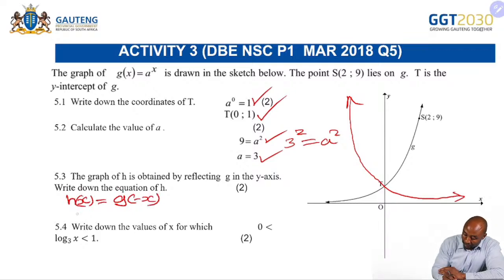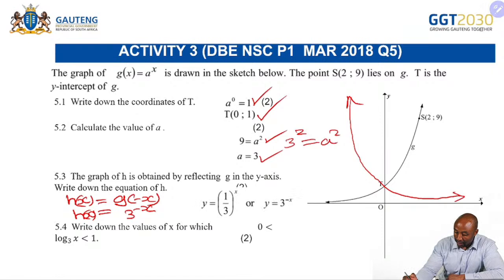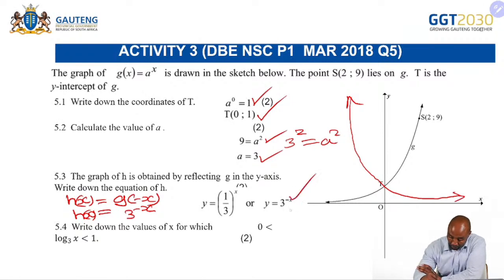So we know that the equation is given by g of x, it means it will be 3 to the power negative x. That's our h of x. Using laws of exponents, you can write it in different versions, and we are able to get our equation as y is equal to that one. So our answer will be that, or it will be that. We get our 2 marks.